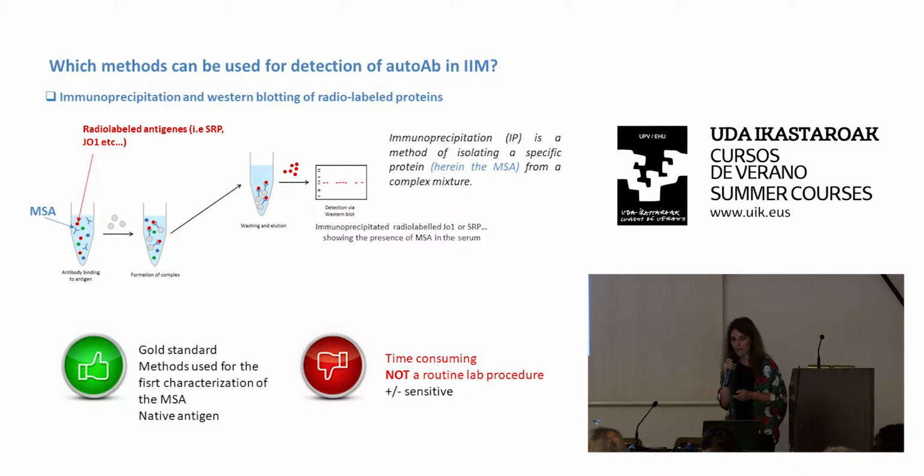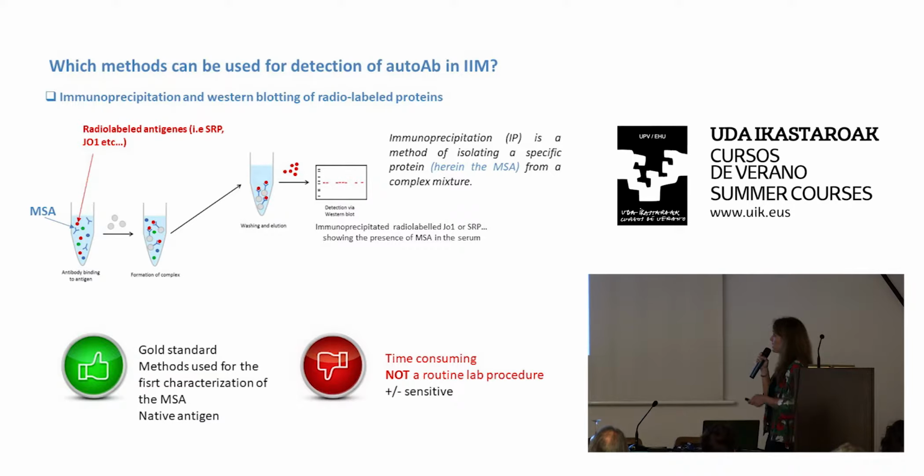So, which methods can be used for the detection of autoantibodies in inflammatory myopathy? The first, the gold standard, if I can say, for detection of those antibodies, that's the way they were firstly described, is the immunoprecipitation and Western blotting using radiolabeled protein. So radiolabeled, it's not used in a routine lab. It's not an easy to handle technique. So it's not used in the routine lab, of course.